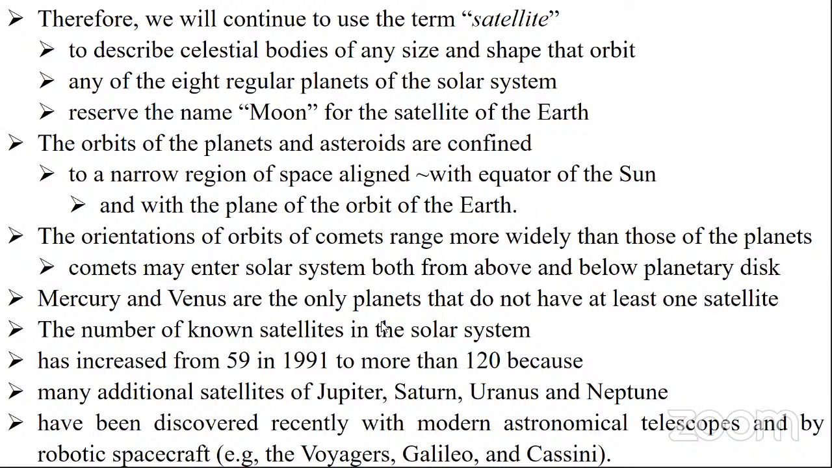Mercury and Venus are the only planets that do not have at least one satellite. The number of known satellites in the solar system has increased from 59 during 1991 to about 120 because of many additional satellites of Jupiter, Saturn, Uranus, and Neptune, which have been discovered recently with modern astronomical telescopes and by robotic spacecraft like Voyager, Galileo, and Cassini. Maybe Chakravarti sir might have discussed Voyager, Galileo, and Cassini during his discussion on planetary physics.